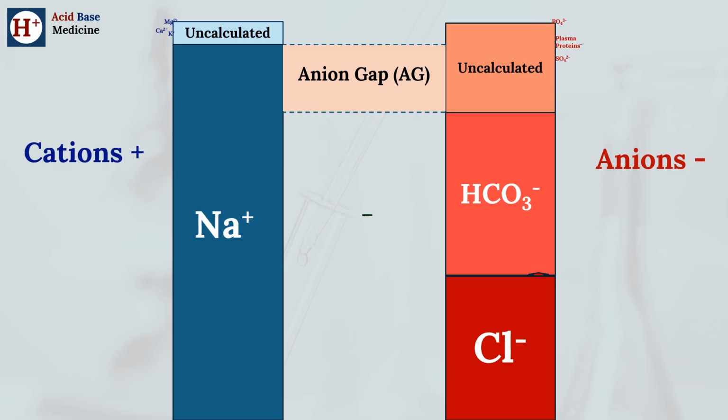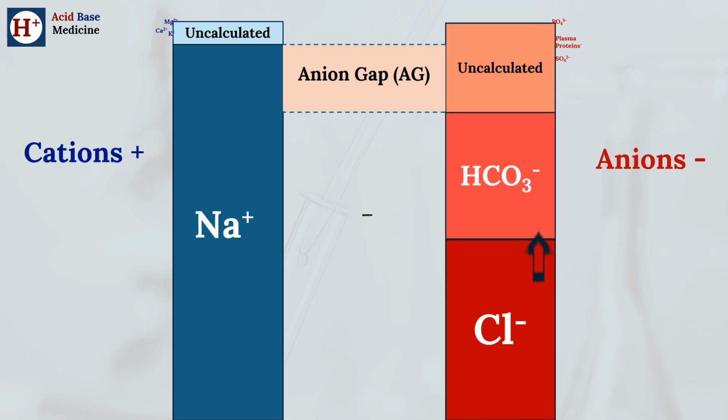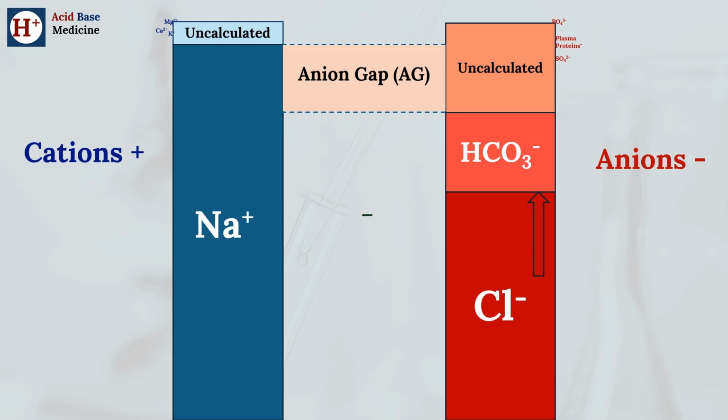In another video, we mentioned that contrary to high anion gap metabolic acidosis, when there's a loss of bicarbonate, the body compensates by increasing chloride levels to maintain electrical neutrality, a condition known as hyperchloremic acidosis, or normal anion gap metabolic acidosis, or non-anion gap metabolic acidosis.